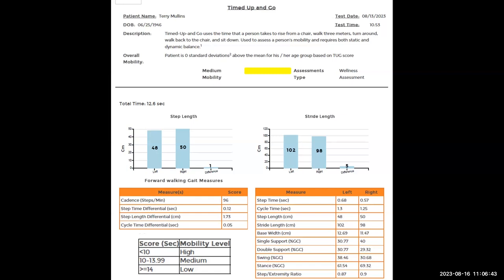Okay. So that's the TUG. It can be used with an assistive device for those of you clinicians who might have that question. If someone had a cane or a walker, they can continue to use that assistive device when they use the VTS balance system to record that TUG.